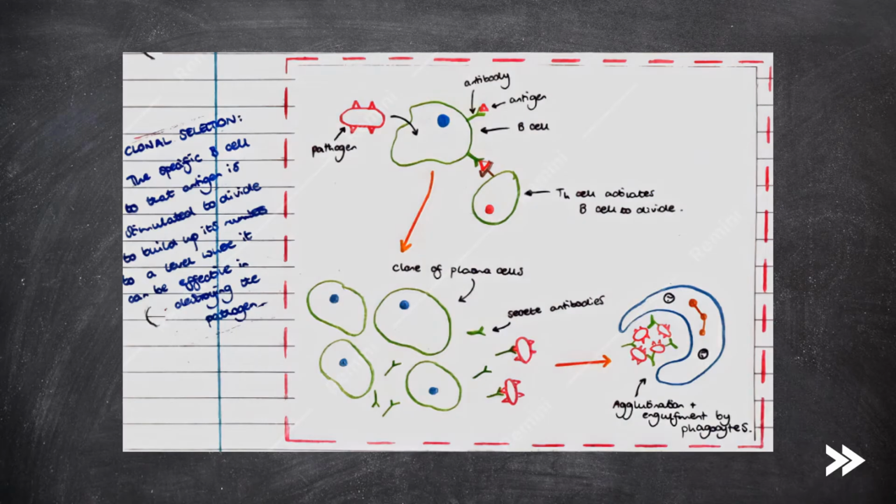Again, just going back to clonal selection, remember this term as it is often credited in responses in exams. So just a quick reminder, clonal selection is when the specific B cell to that antigen is stimulated to divide to build up its numbers to a level where it can be effective in destroying this pathogen.